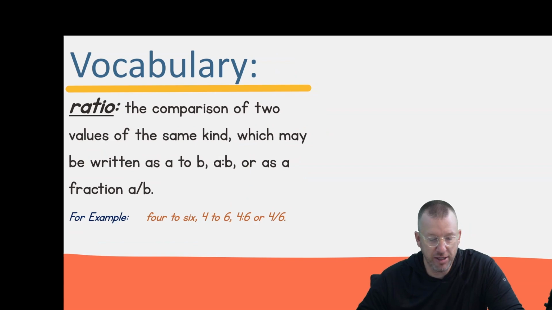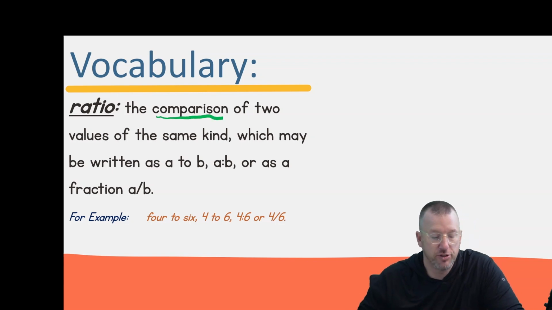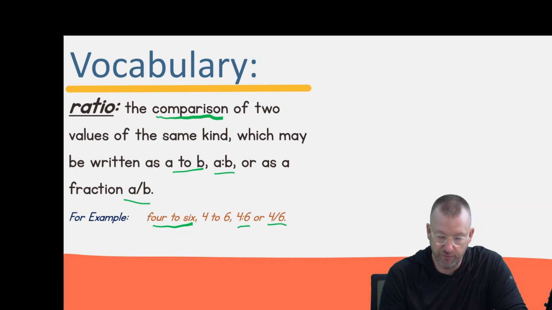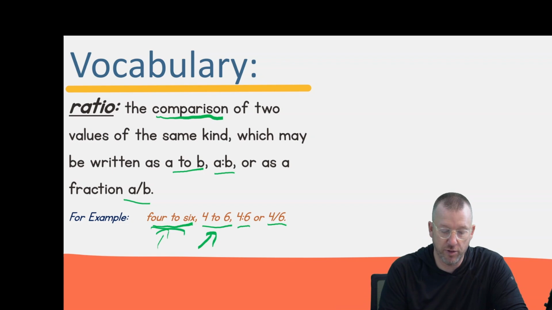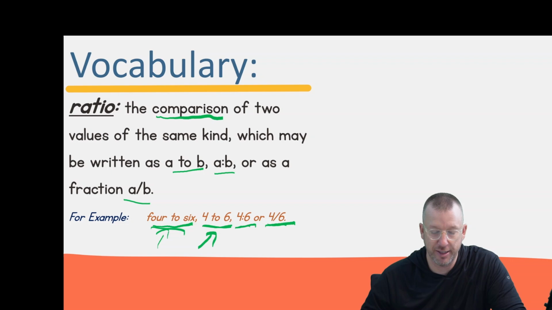All right. So, vocabulary time. Ratio. This is the comparison, so that's an important part to underline. A comparison of two values of the same kind, which may be written as A to B, for example, 4 to 6. A colon B, which is read as 4 to 6, or as a fraction A over B, which is 4 over 6. This one I just used the numbers, and this one I used the words. They all say the same thing, they're just written different ways.